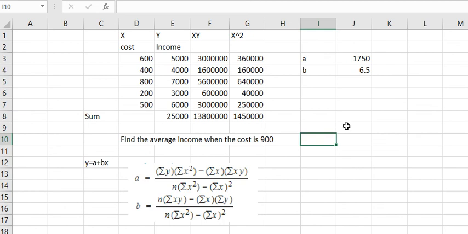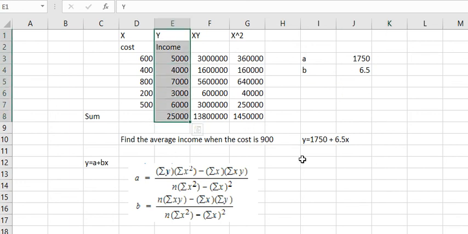And now we have y equals 1750 plus 6.5s. And this is the line we need to find in here. After we find the line, we can estimate the average income. That's y in here. So we put 900 for the s.